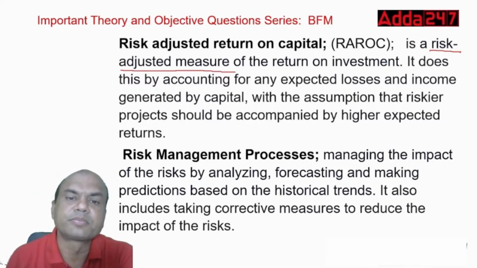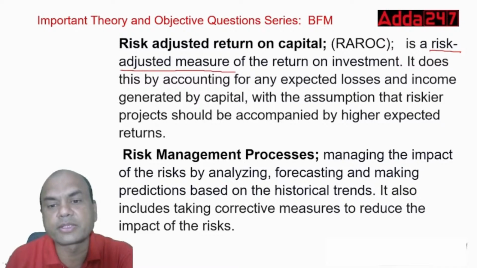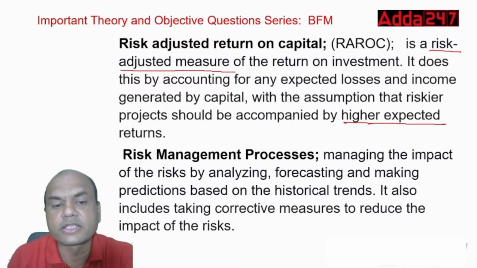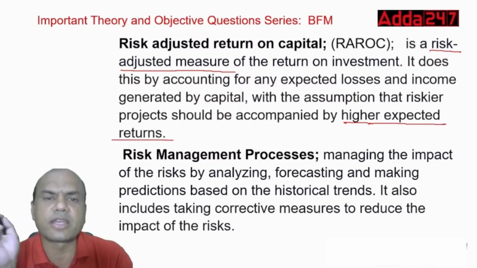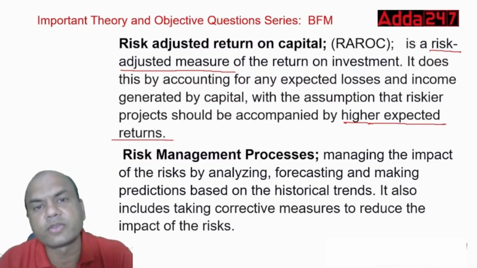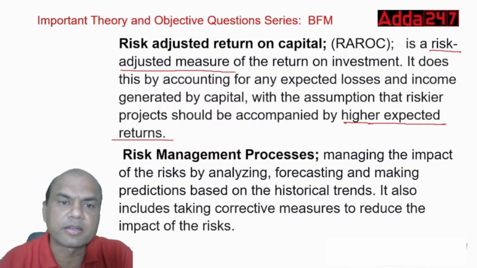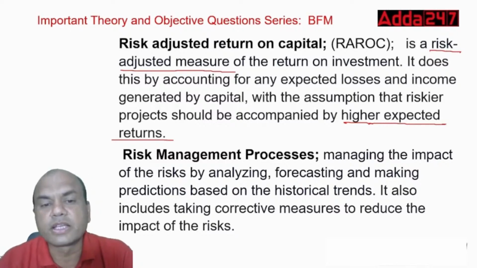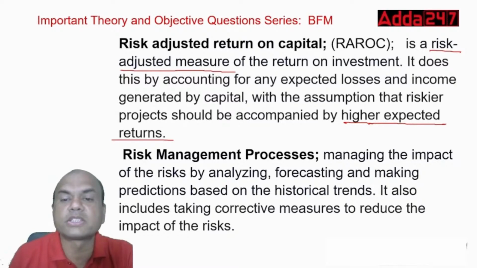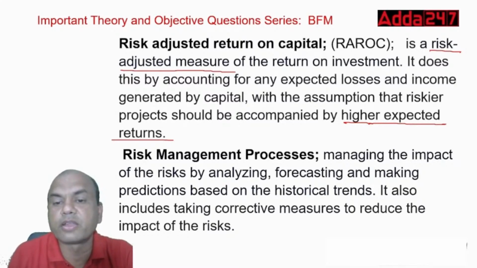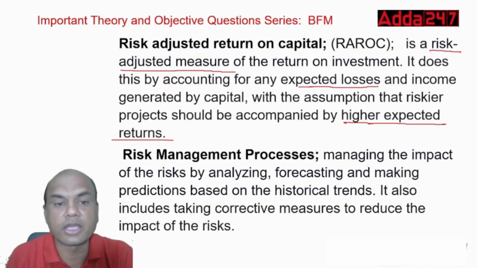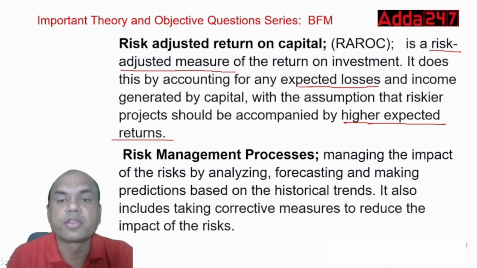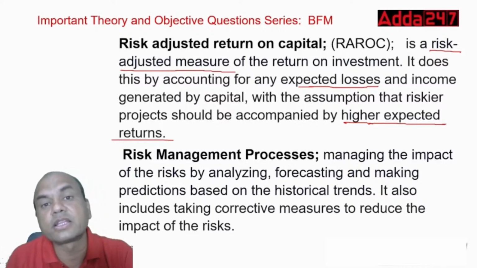Similar to this, the higher the risk, I'll be expecting higher returns. So if I'm investing in riskier projects, then I should get a higher return. Only then will I invest in the riskier projects. Otherwise, won't I invest in the bank FD, isn't it? So it does this by accounting for any expected losses. What all losses can occur whenever I invest in some riskier project, and income generated by that capital. So whatever capital I've invested, what is the income generated from that?